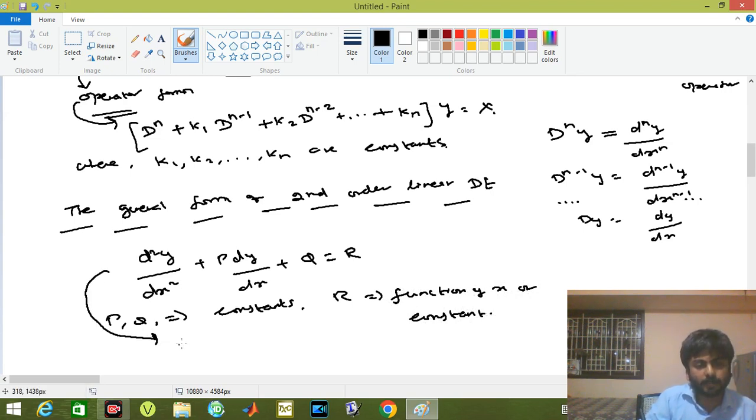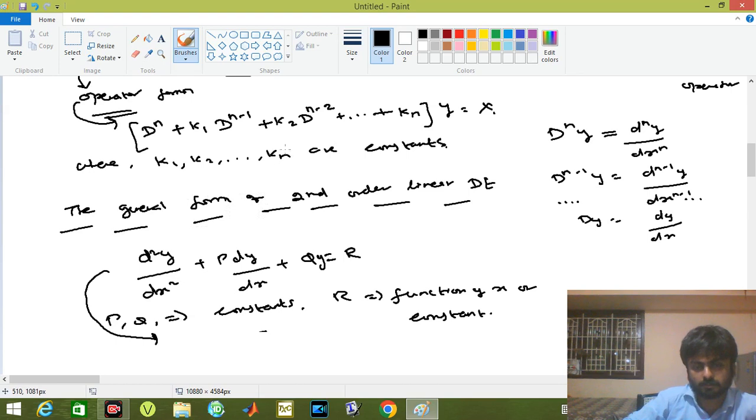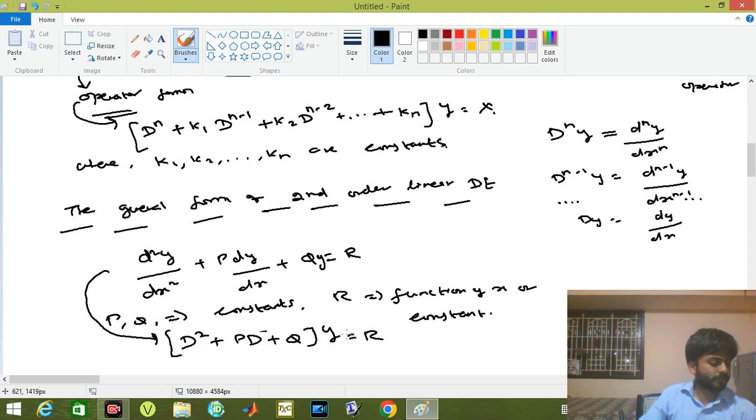So how will you write this equation in operator form? D square plus PD plus q of y equal to capital R. Here also you are having y now, so you can write it as (D square plus PD plus q) of y equal to capital R. Okay, so this is the required equation.